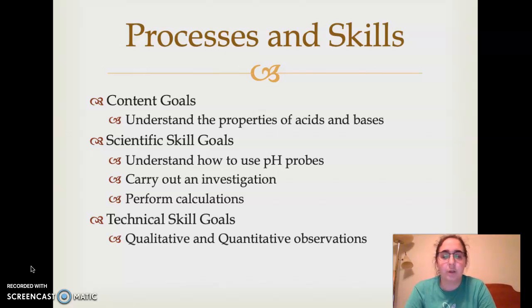Technical skills involved: taking accurate qualitative and quantitative observations. So specifically with the qualitative, making sure they're being specific, so not just saying green, maybe saying dark green or pine green. And then with the quantitative, make sure that they are waiting long enough to get good readings and that they are using the correct number of significant figures when they are doing their calculations.